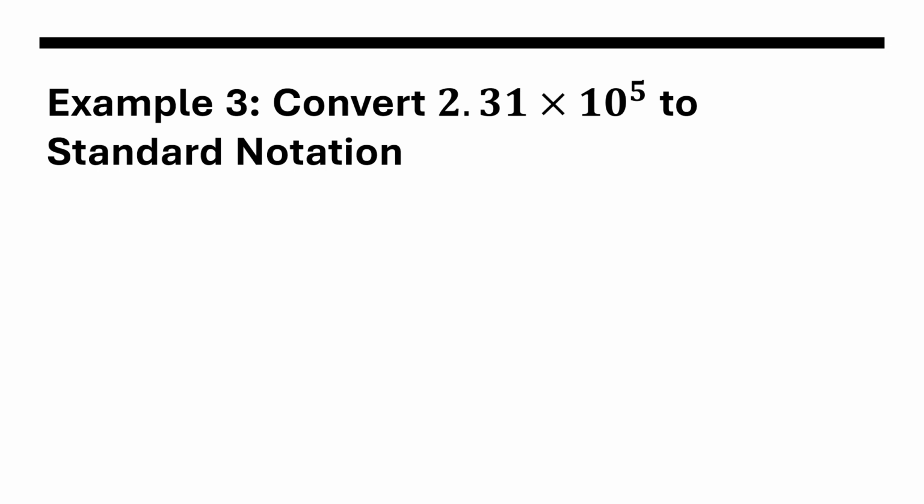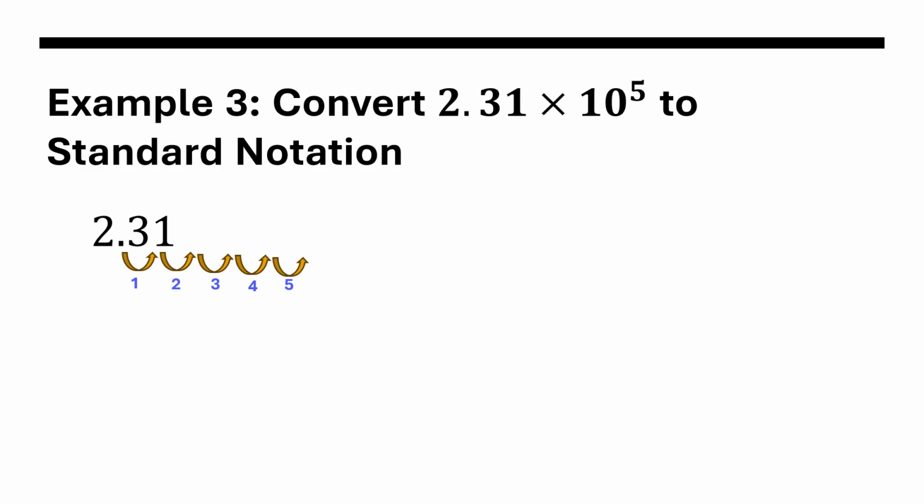Let's have another case now, from scientific notation to standard form. So we have 2.31 times 10 raised to 5 to standard notation. So once again, you write now the number 2.31, and then you move the decimal place based on the exponent of the 10 raised to 5. So there are 5 movements, so we can write that.